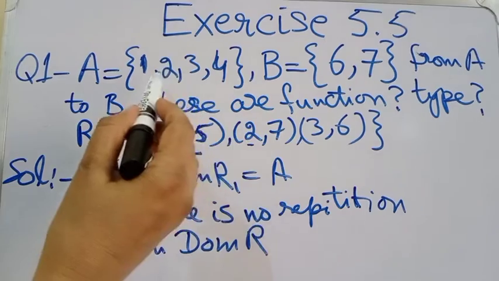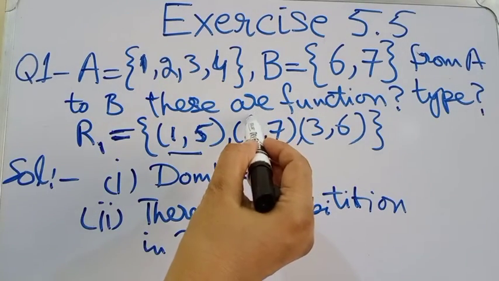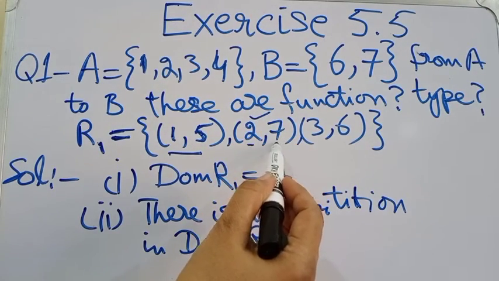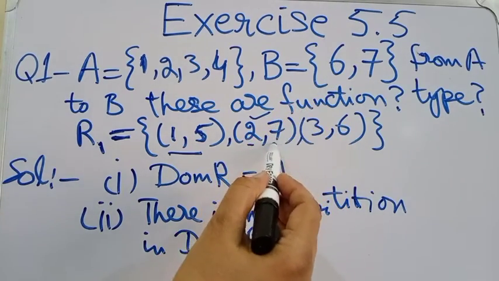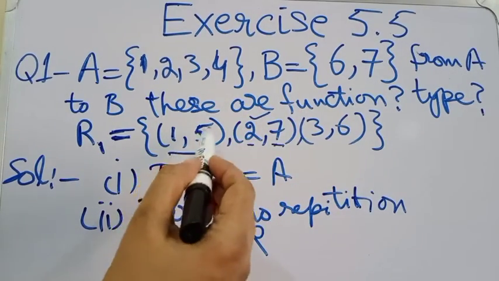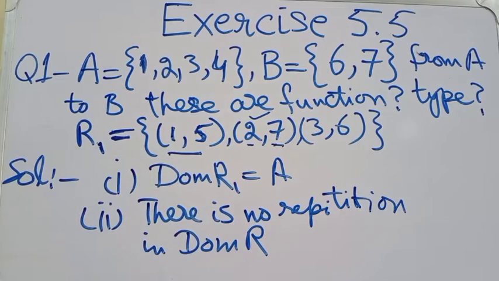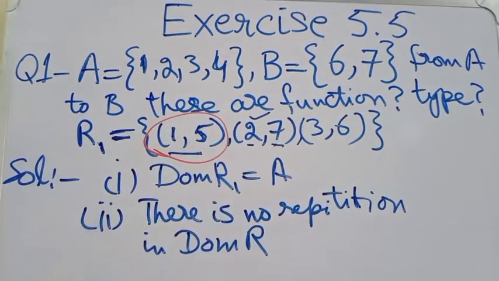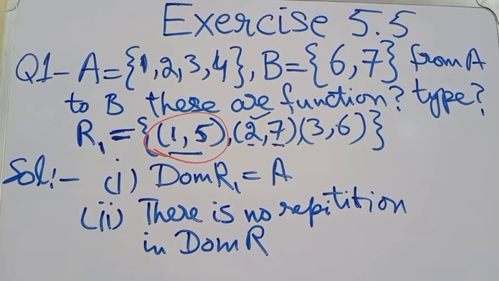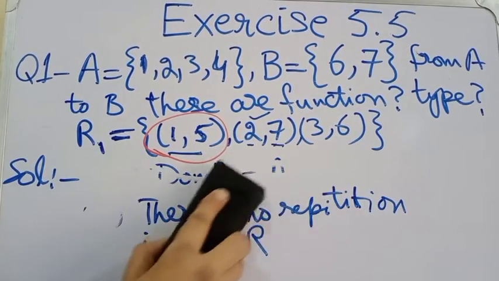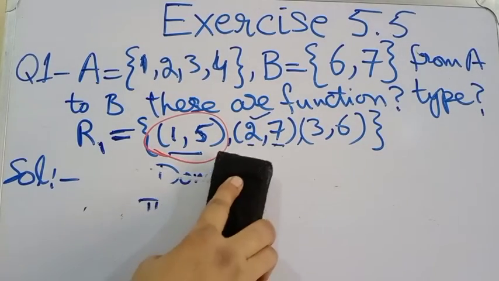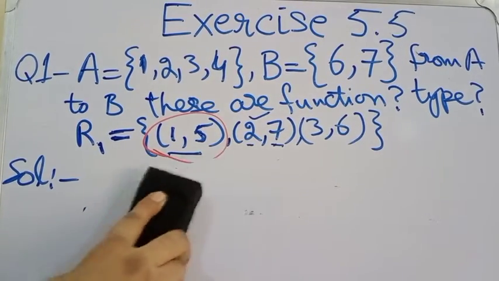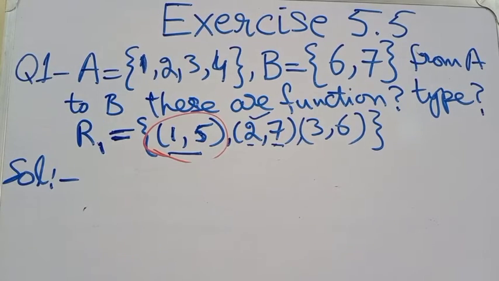The first element belongs to set A, so it is correct, and the second element belongs to set B. It is also correct, but here we observe that the element (1, 5) is not in the set B. So we say that R1 is not a function. It is a relation, but it is not a function. And this is the solution.